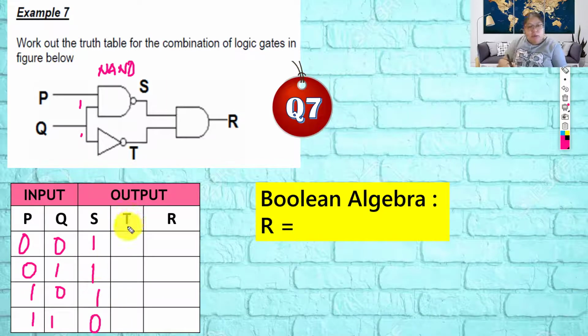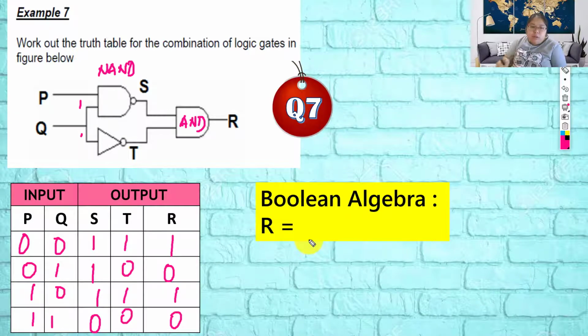Okay, T. T is a NOT gate. Come from the Q. We just reverse. Okay, last one is a R. R is an AND gate. So AND gate must be both also 1. 0, 1, 0. So your answer is 1, 0, 1, 0.